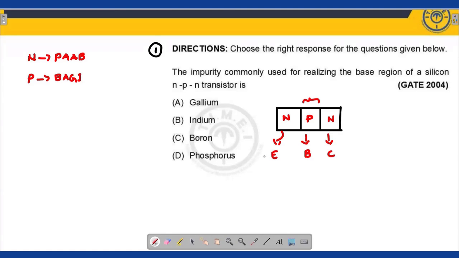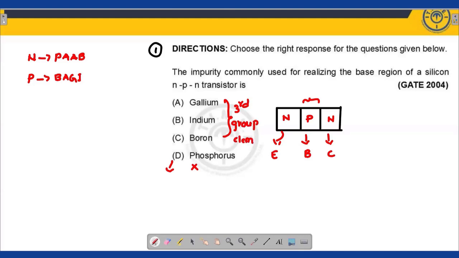So here, very important: the fifth group is not at all preferred. It is pentavalent, so it is not at all preferred. But boron, aluminum, and gallium are all third group elements only.